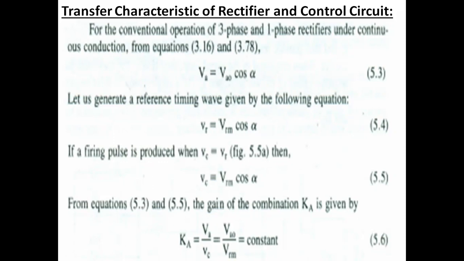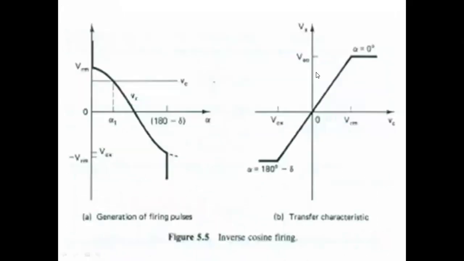If you see the transfer characteristics as shown in figure 5.5b, we obtain those characteristics. This is known as the inverse cosine firing scheme, because if you go to the equation, the firing angle alpha is an inverse cosine function of the control voltage VC.